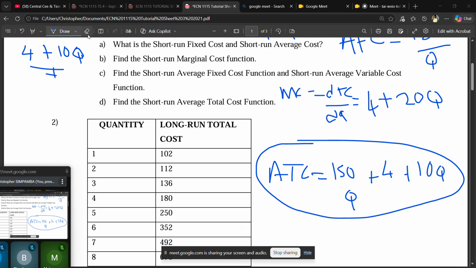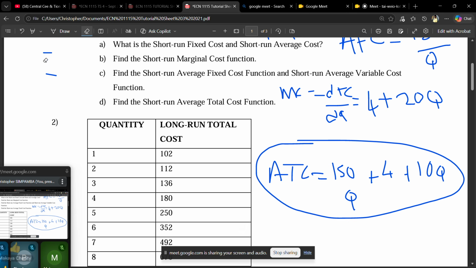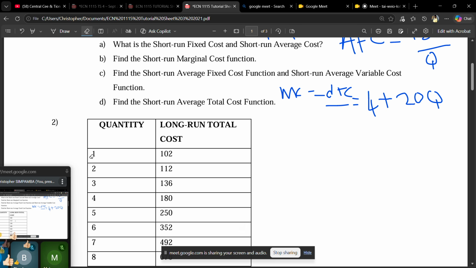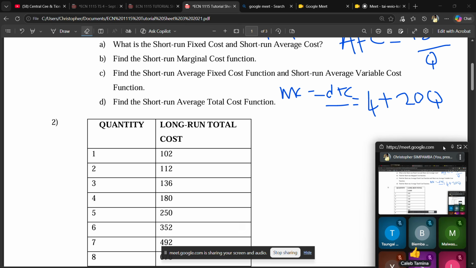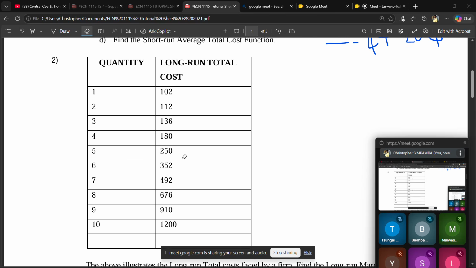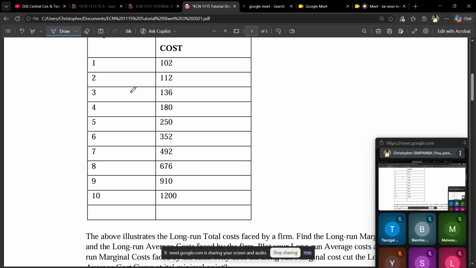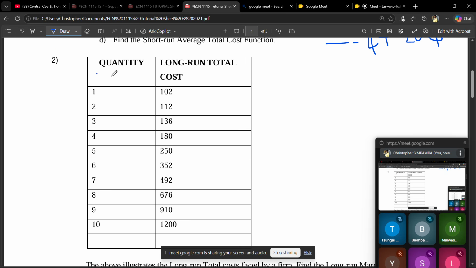Okay, perfect. Just give me a sec. All right. Question 2 says we've been given quantity and total cost.